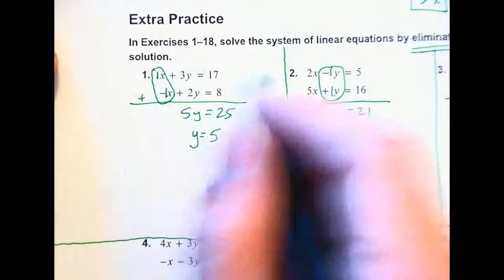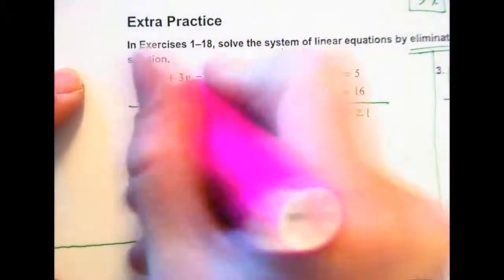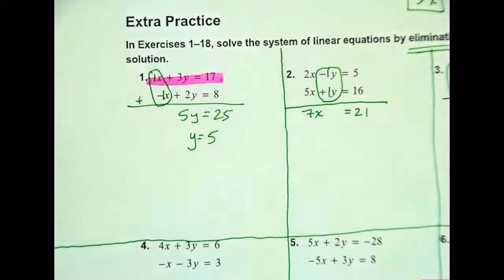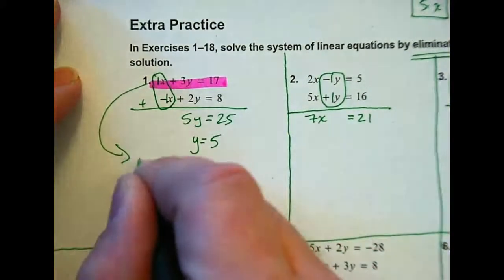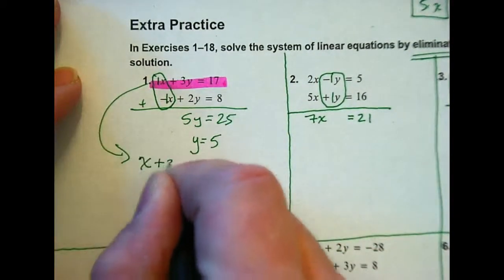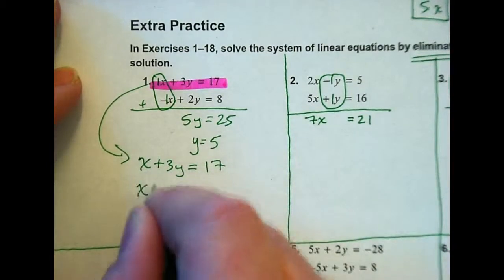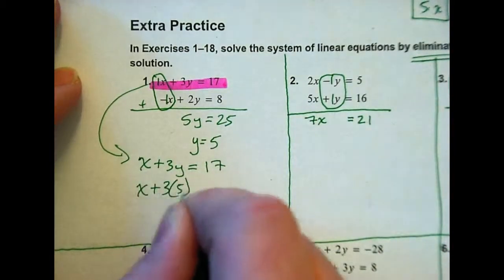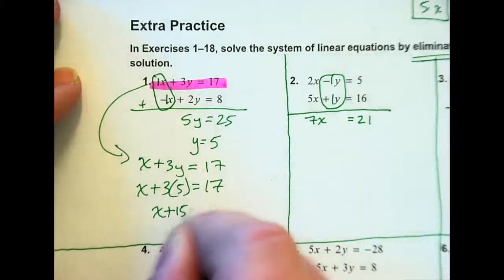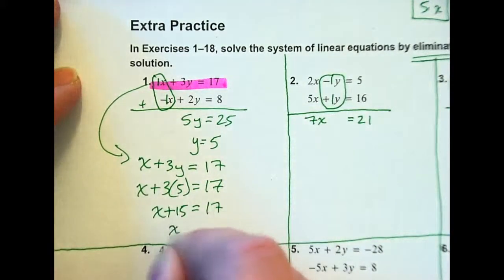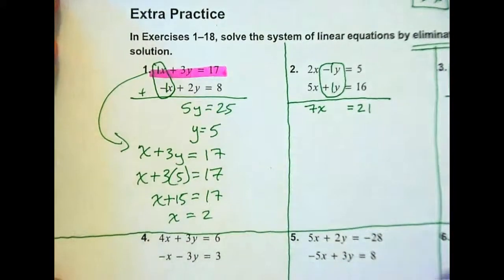Doesn't matter which one. So for instance, if I took this equation right here, maybe the top one, and said, well, I know what y is now. So I'm going to go ahead and say x plus 3y equals 17. y is 5, so that's x plus 3 times 5 equals 17. So x plus 15 equals 17, and so x is 2. Okay? So I get 2, 5.